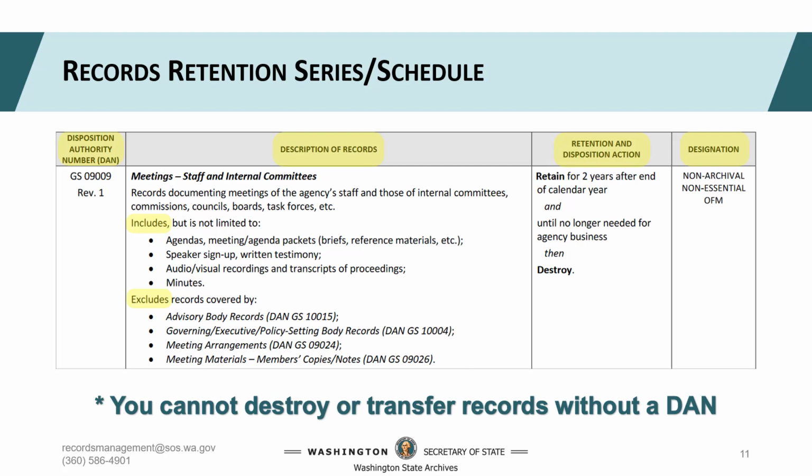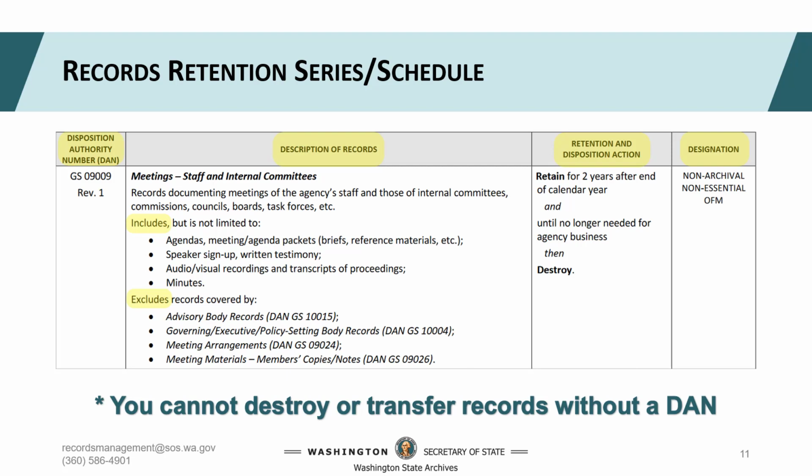This is a screenshot of one record series, Meetings, Staff, and Internal Committees, that you'll find in CORE and the State General Schedule. Retention schedules are lists of record types an agency manages, much like any list you create or use in your work. Each type of record has a Disposition Authority Number, or DAN. DANs are unique identifiers that authorize the retention and disposition of a record.